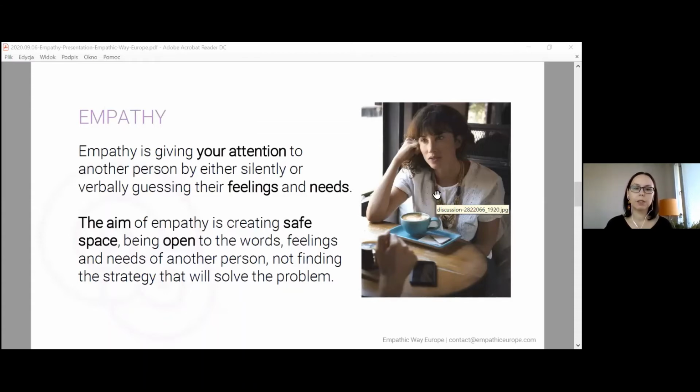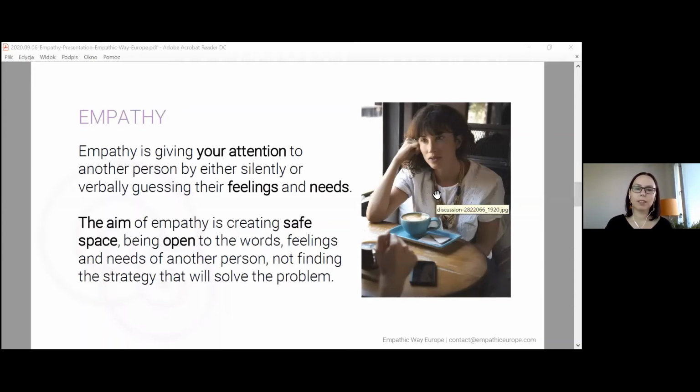And here on the slide, you have one of the definitions. Basically speaking, empathy is giving your attention to another person by either silently or verbally guessing their feelings and needs. So it's not necessarily that you need to say something aloud. It can always be done also internally. And the aim of empathy is creating safe space and being open to the words, feelings, and needs of another person. And the aim is not finding the strategy that will solve the problem.